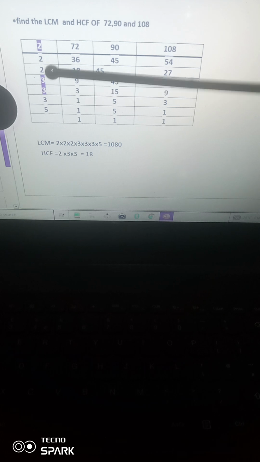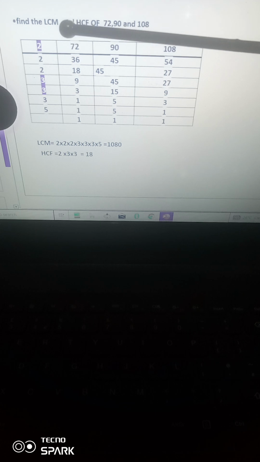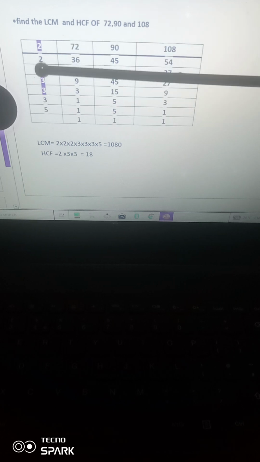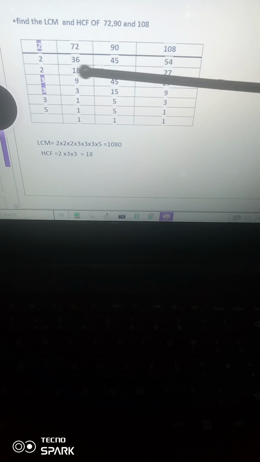So we are going to pick this 2, 3 as the prime numbers that we are going to use to calculate the highest common factor. None of the rest have been able to divide the quotient without a remainder.